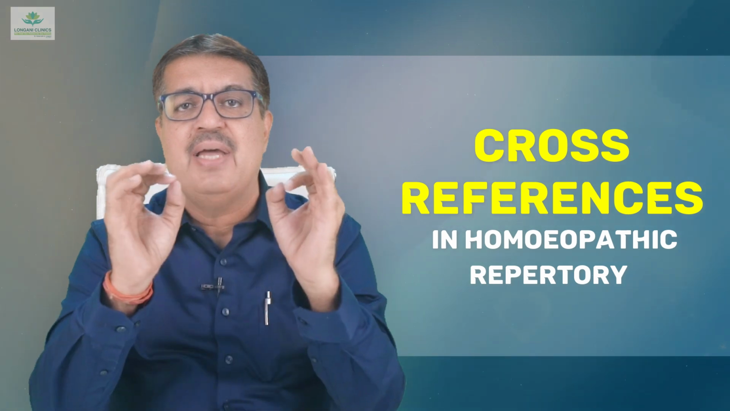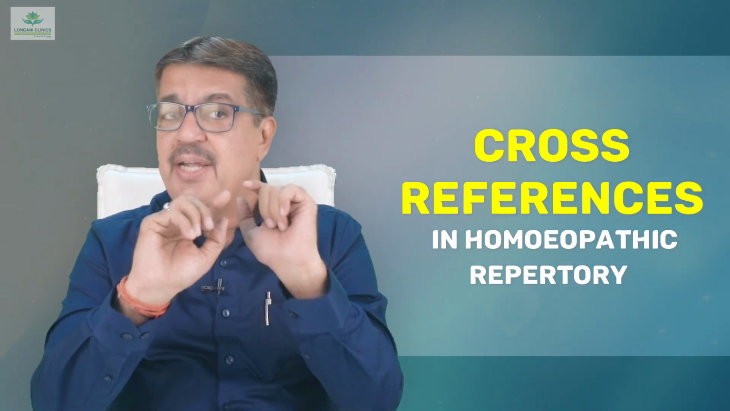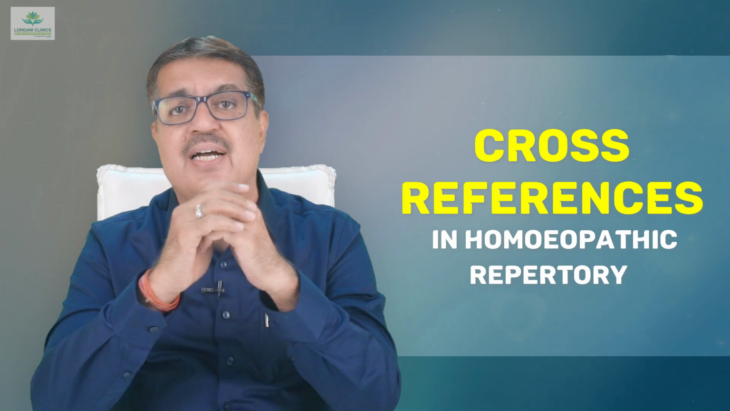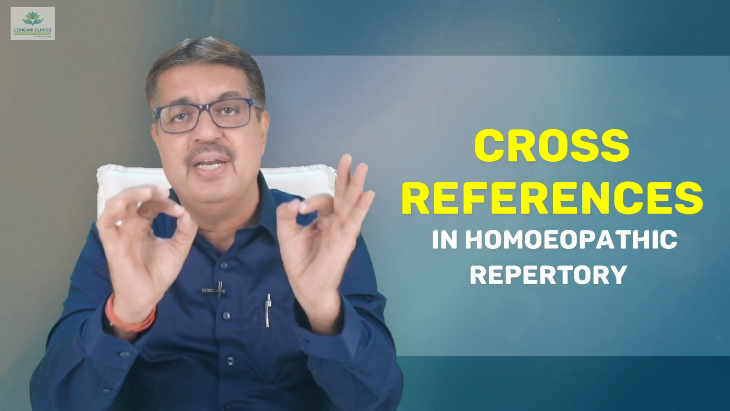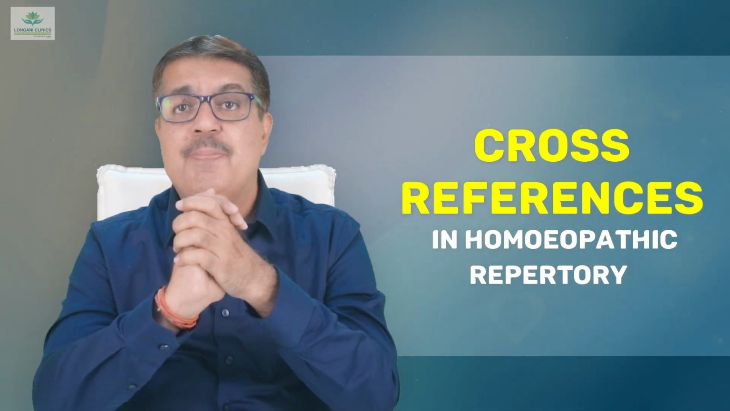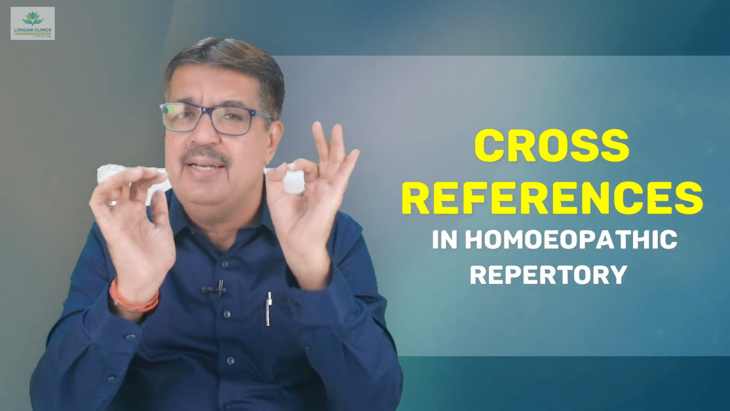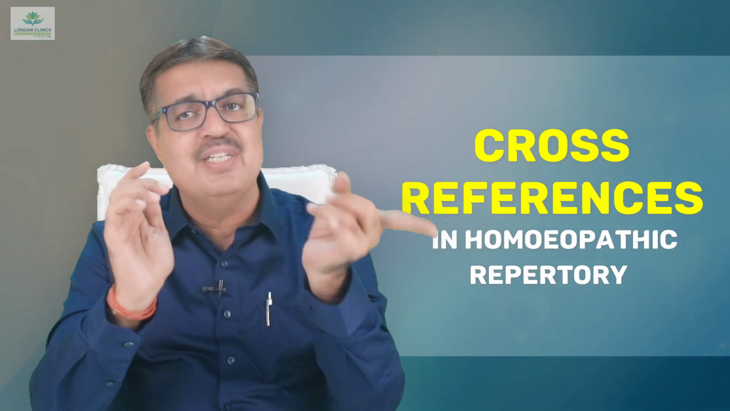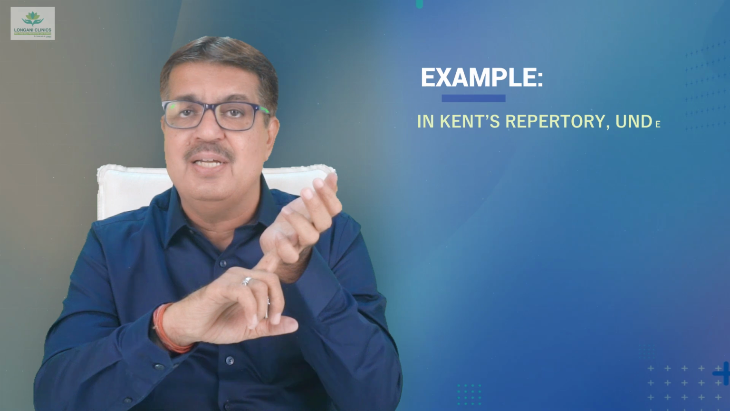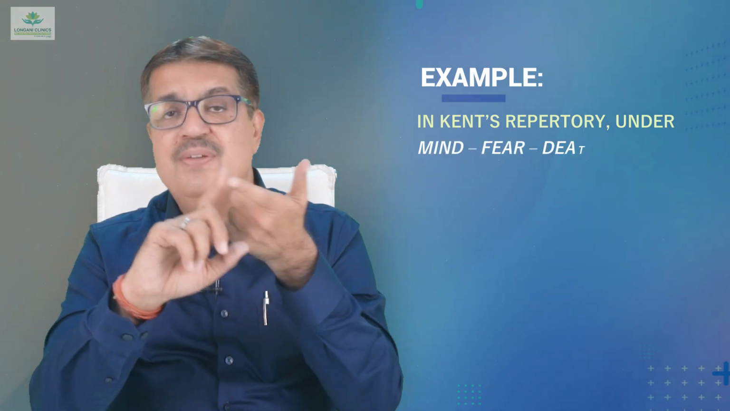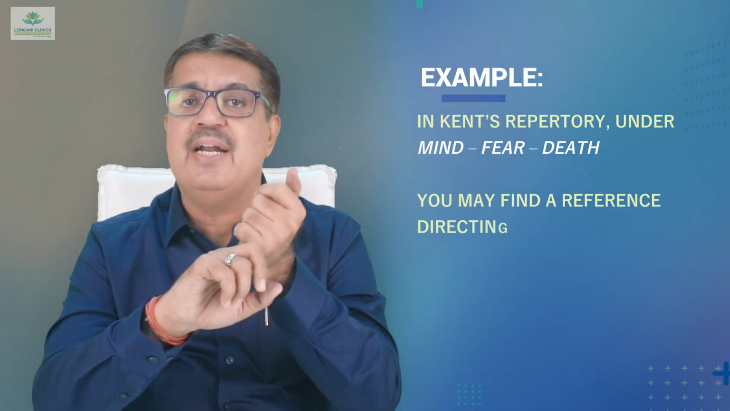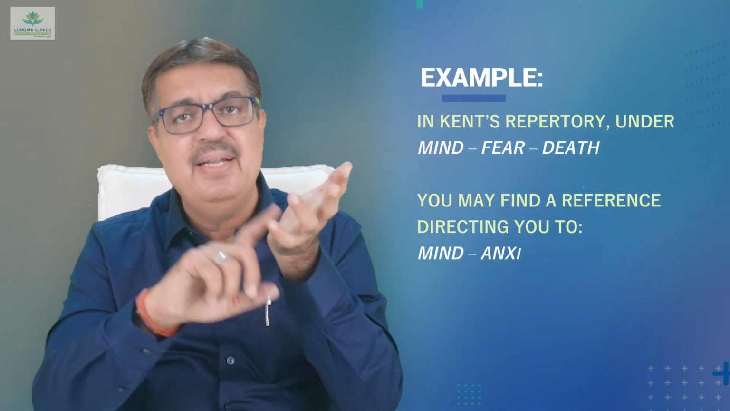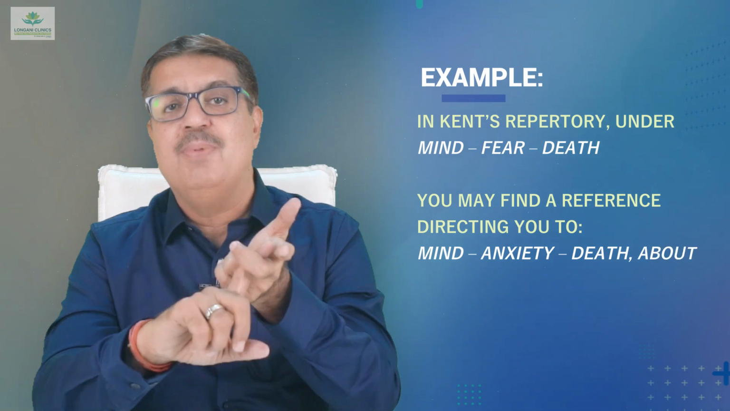Sometimes a symptom appears similar, but its deeper meaning lies under another rubric. Instead of repeating content everywhere, repertory authors intelligently use cross references. Now we see an example. For example, in Kent's Repertory under Mind, Fear, Death, you may find a reference directing you to Mind, Anxiety, Death, about.